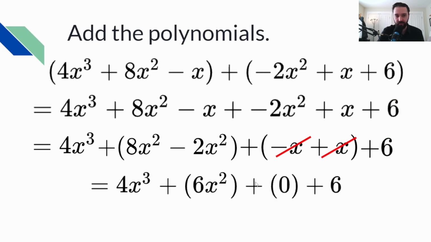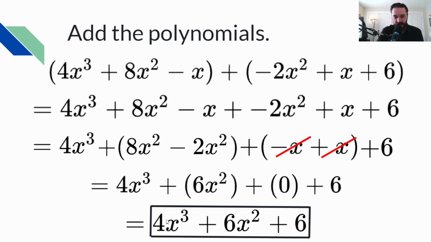Next, we simplify the business in parentheses. 8x squared minus 2x squared is 6x squared. And then in this set of parentheses, the minus x and the positive x cancel each other out additively, and they just leave us with 0. So next we get rid of the parentheses, and we report our final answer as 4x cubed plus 6x squared plus 6.